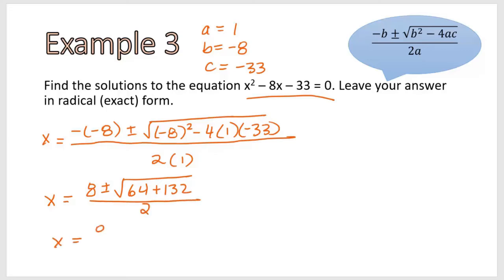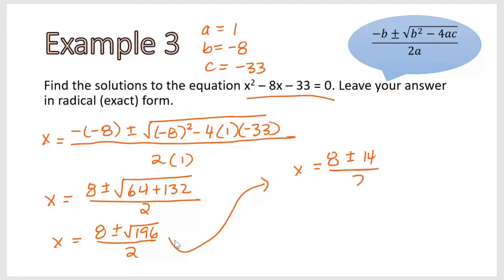In other words, x is equal to 8 plus or minus the square root of 64 plus 132 is 196, all divided by 2. What makes this question a bit unusual is that 196 is a perfect square. In other words, x is equal to 8 plus or minus 14. And all of that is divided by 2.